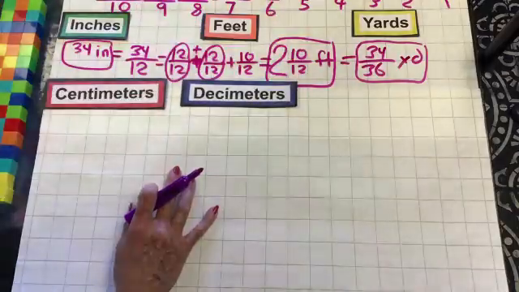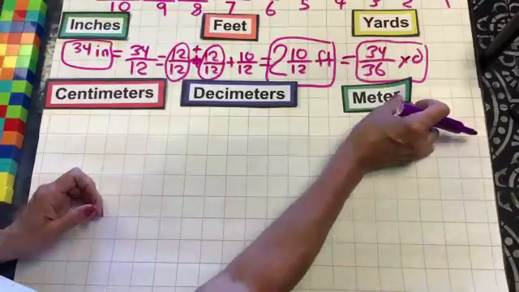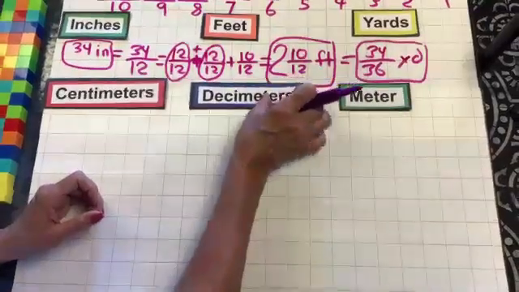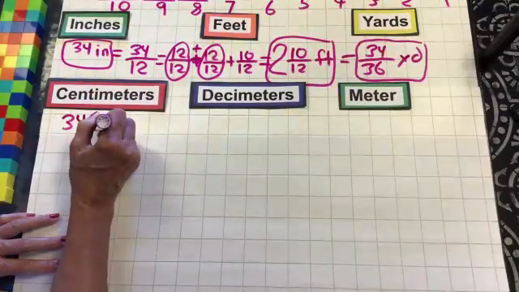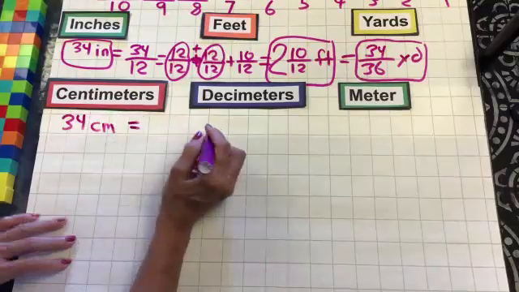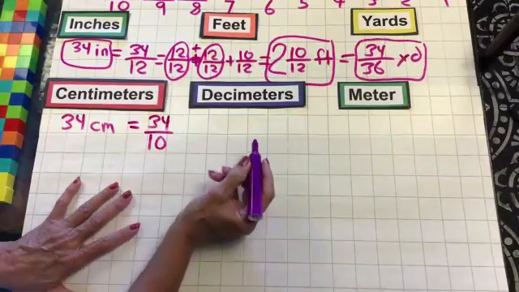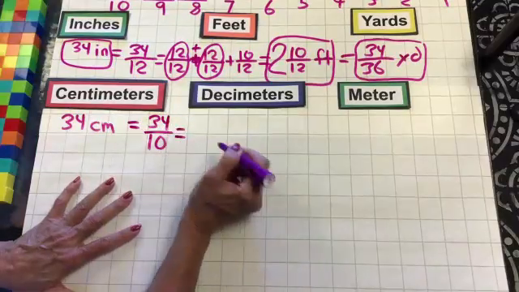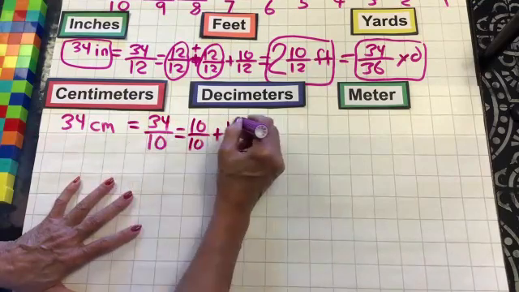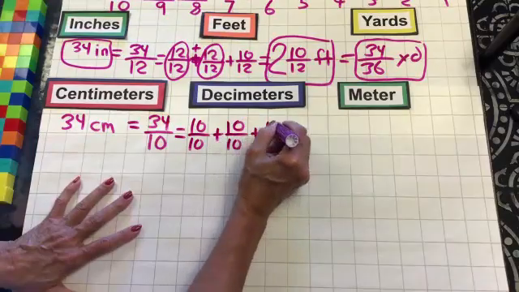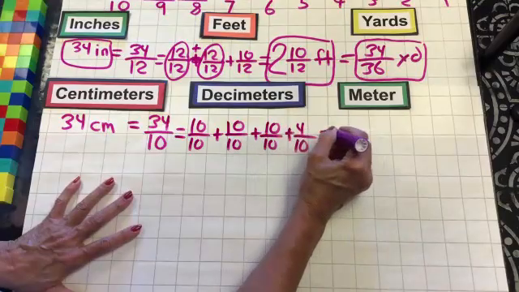So here we go. We're going to go into our metric form. This is our standard form of linear measurement. This is our metric form of linear measurement. So we have 34 centimeters now, and we know it takes 10 to make a decimeter. So we have 34 tenths of a decimeter. We're going to break that down, 10 over 10. And we know we can do 3 of these because we got 30. 10 over 10 plus 10 over 10, and then we have 4 here, plus 4 over 10.